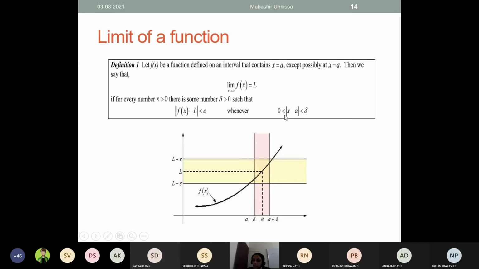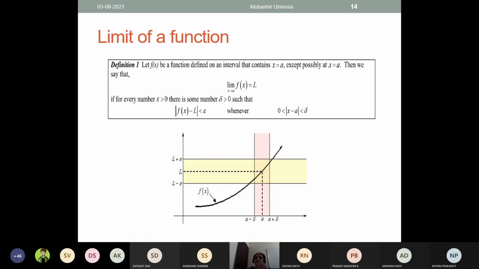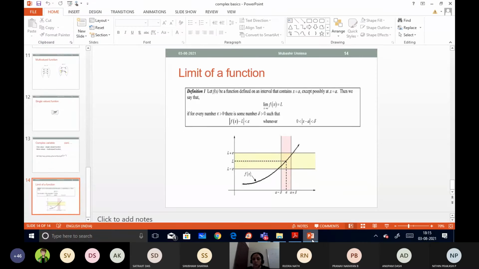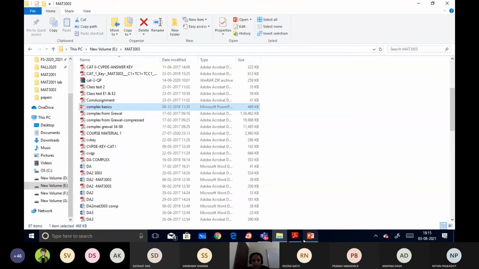What is the condition? Whenever this x minus a, what is this a? a is the point at which we are finding the limit, provided mod of x minus a is less than delta. Delta is a small change and even epsilon is a small change. Delta is a small change in the x-axis, epsilon is a small change in the y-axis. Corresponding to this instant, what is the corresponding change we have? Where it exists, that is your limit of a function. Then you have left hand limit, right hand limit, all those things, you just browse them. That's more than enough.